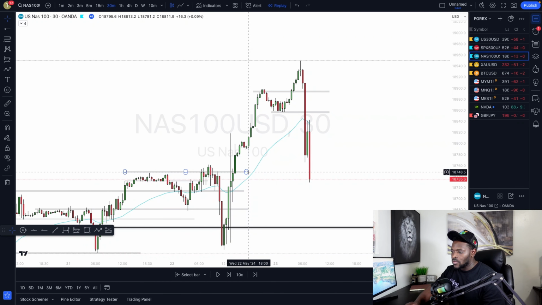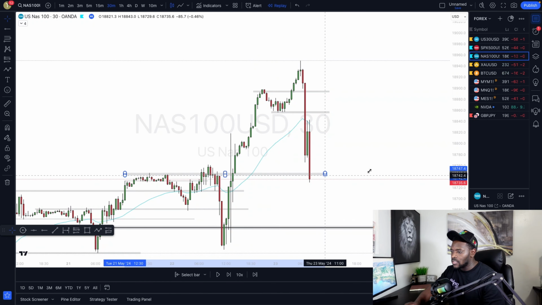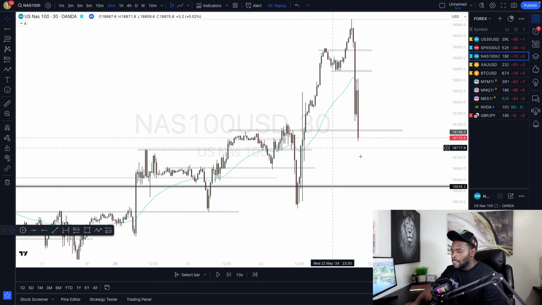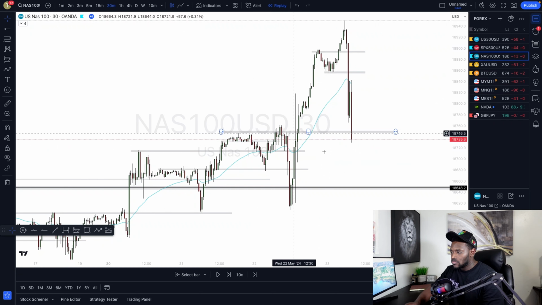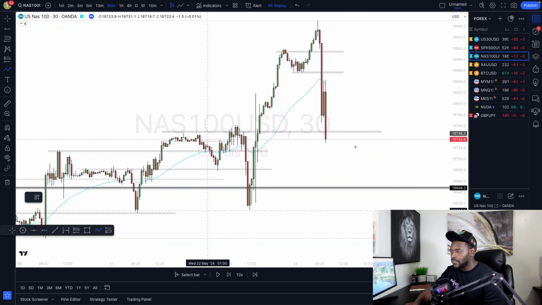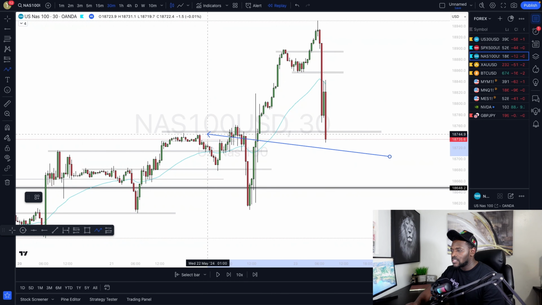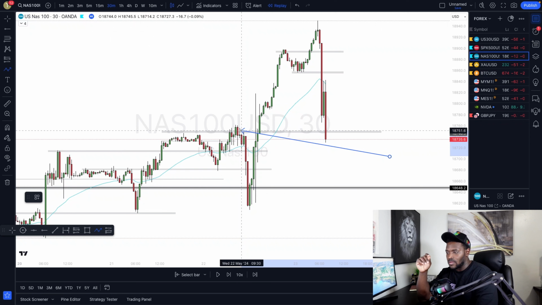All right, so now we have come to a structure on the 30-minute. And so far it's broken it, but this isn't the structure that is going to define where you're going to head. This is a structure that you may be able to take a trade off of, but it's not the structure that determines which direction the market may go.